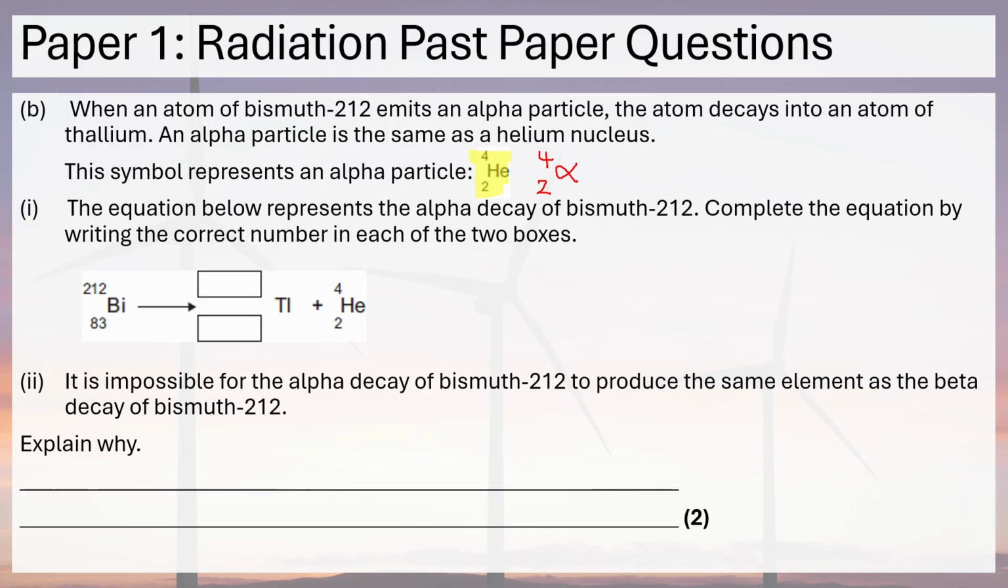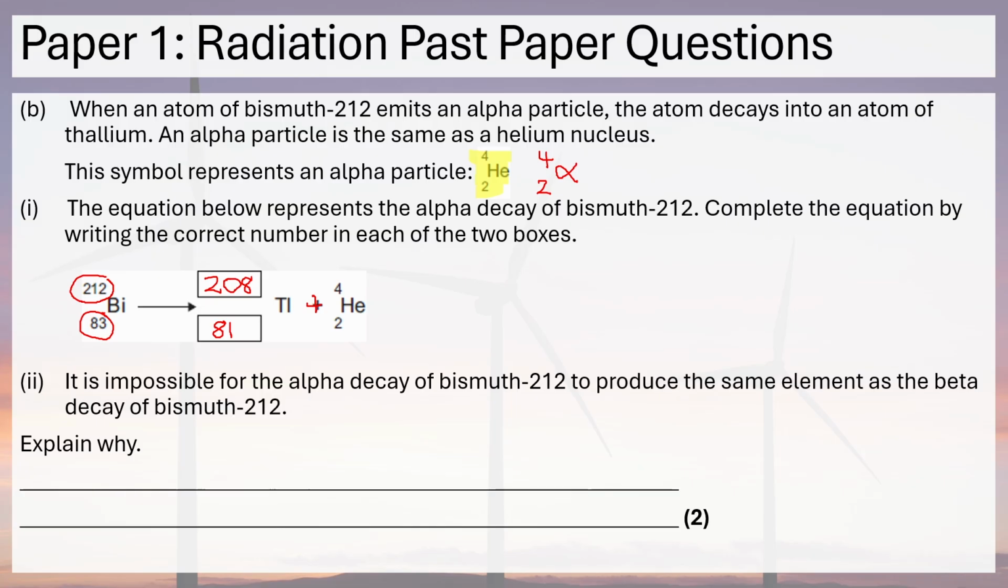Part 1 then, the equation below represents the alpha decay of the bismuth. Complete the equation by writing the correct number in the 2 boxes. So remember that the numbers on the left-hand side of the equation must equal the numbers on the right-hand side of the equation. So I've got 212 is my atomic mass on this side, must equal a number plus 4. So this has got to be 208, because 208 plus 4 equals 212. And then the same on the bottom, 83 has got to equal a number plus 2. This must be 81, because 81 plus 2 equals 83.